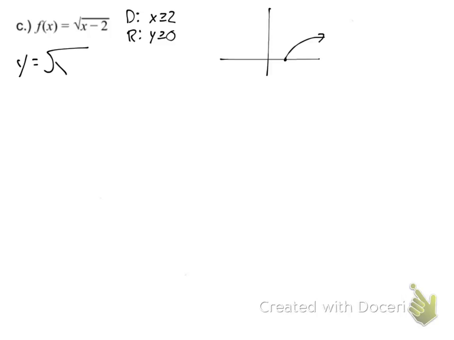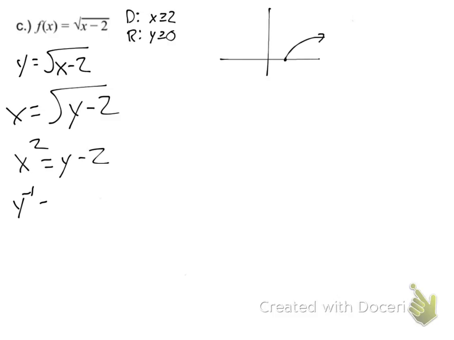Y equals the square root of x minus 2. X equals the square root of y minus 2. Square both sides, so x squared equals y minus 2. Or y inverse equals x squared plus 2. Switching the sides around. You're like, oh, that's just a quadratic. That's a parabola that opens up, right? A quadratic that opens up and was translated which way? Up 2. Guys, we're using this ability to know where graphs are being moved from their parents.